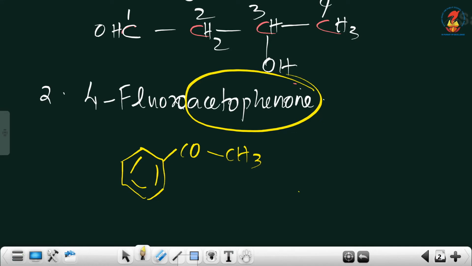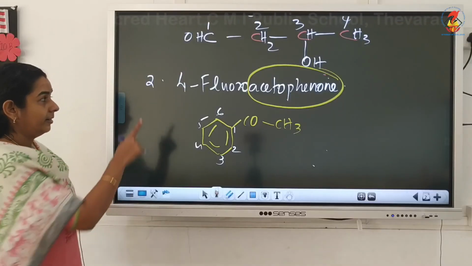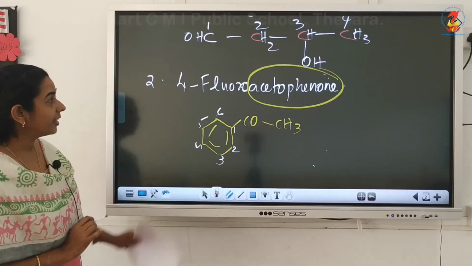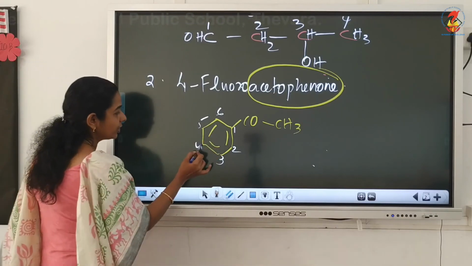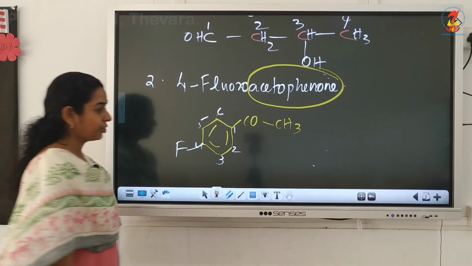Now, after writing the parent or word root, the next rule is to put the numbers. 1, 2, 3, 4, 5, 6. Now, what do we have on the fourth position of this ring? We have one fluorine, which is at the fourth position, the para position. Okay, structure done.